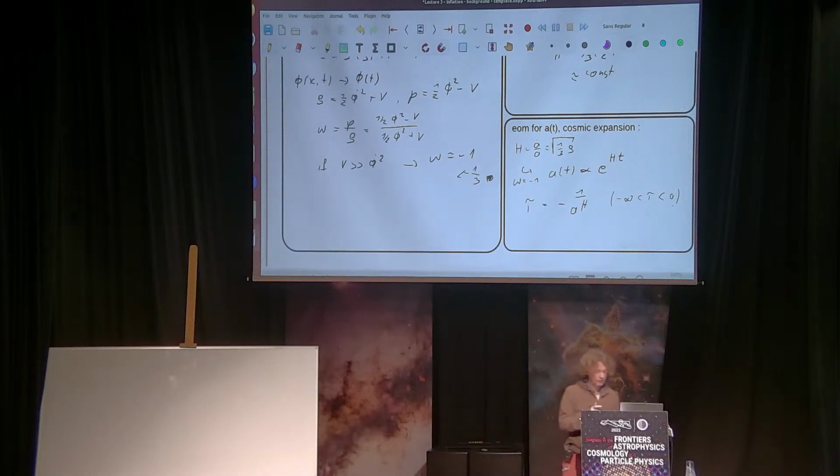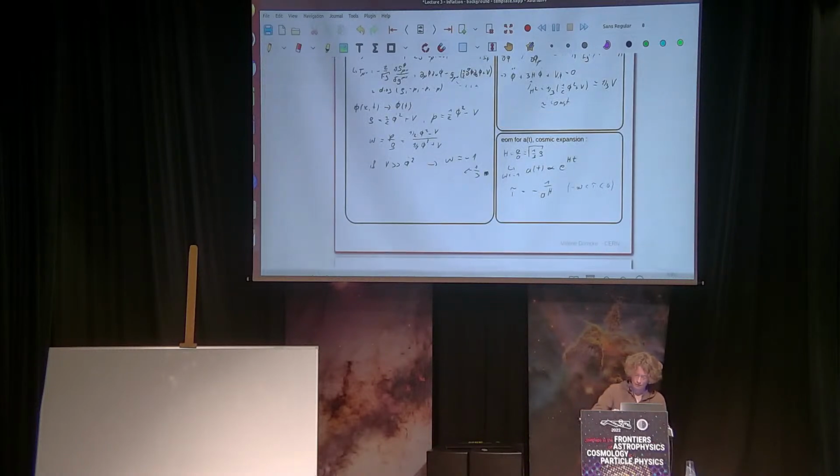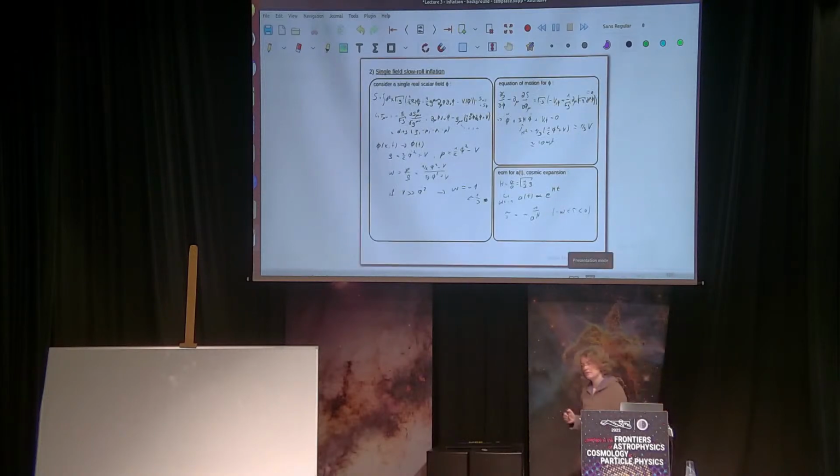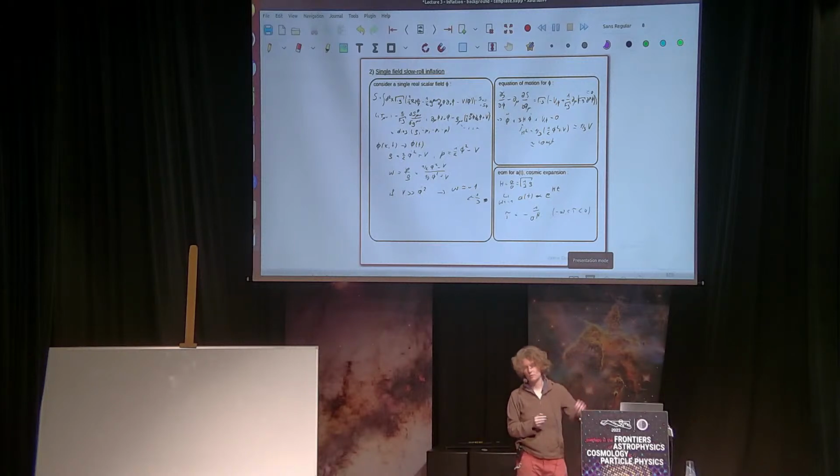So what we arrive at the end of this is that a single scalar field achieves generating an equation of state of the universe which is close to -1. It gives us an accelerated expansion dominated by vacuum energy, and the scale factor is evolving exponentially, diluting everything that might have been in the universe before inflation.